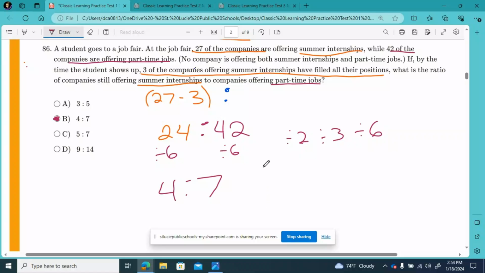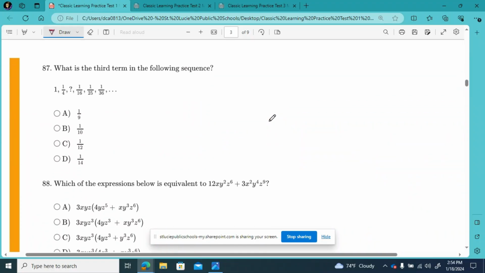All right, guys, and we are continuing on our CLT math practice. Moving on to question number 87. What is the third term in the following sequence? We have 1 over 4. Then we've got our question, so it's going to be one of these numbers. 1 over 16, 1 over 25, 1 over 36.